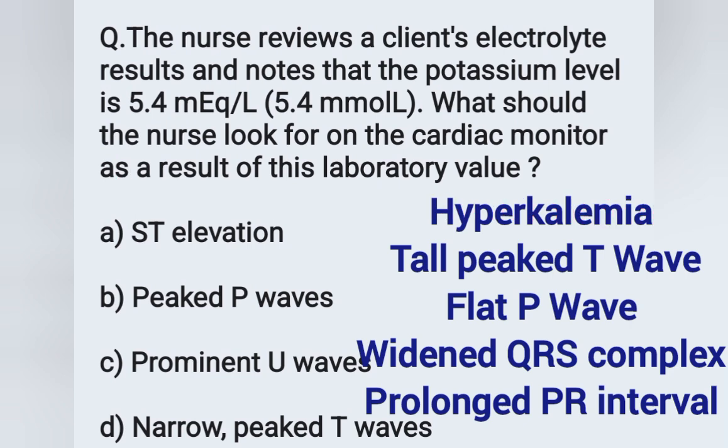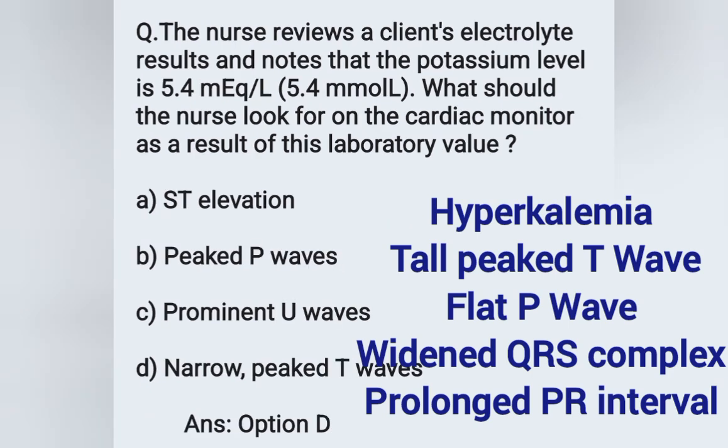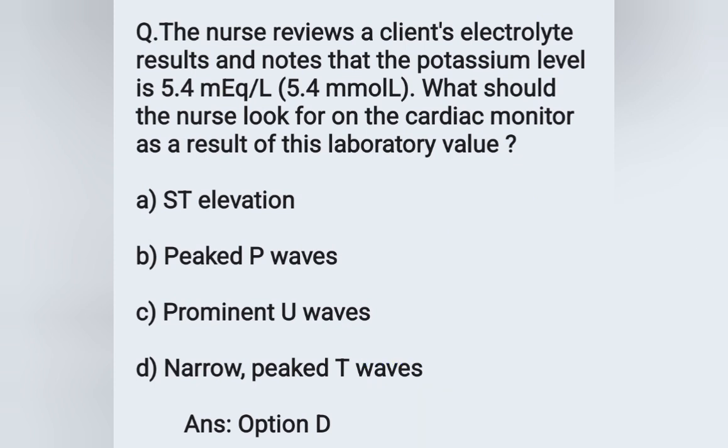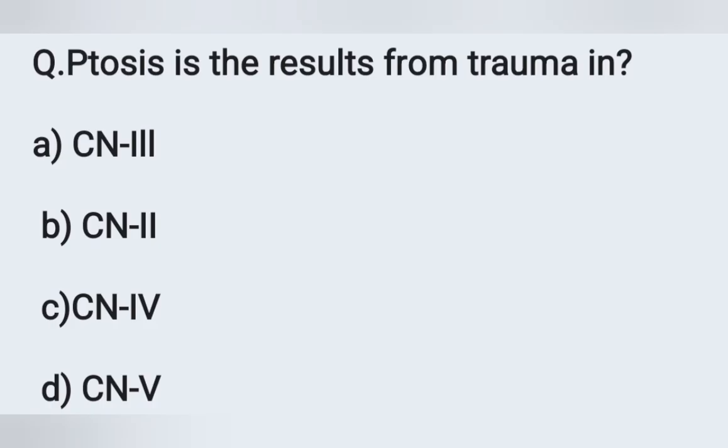Which ECG changes can not be seen in the cardiac monitor? That is our question. In case of hyperkalemia, we can see tall peaked T wave. Okay, that is there in our option, and we can note flat P wave and widened QRS complex and prolonged PR interval. This we can see in case of hyperkalemia. So our correct answer is option D, narrow peaked T wave. Okay. Move on to the next question.